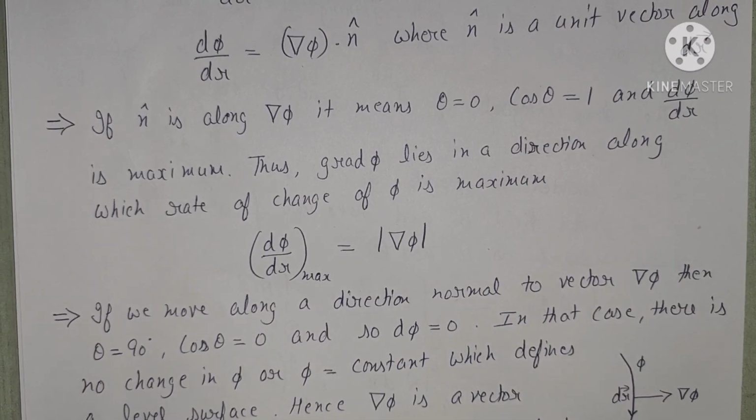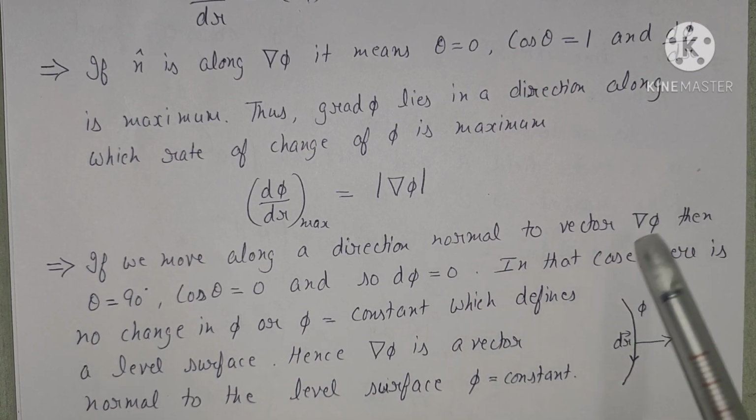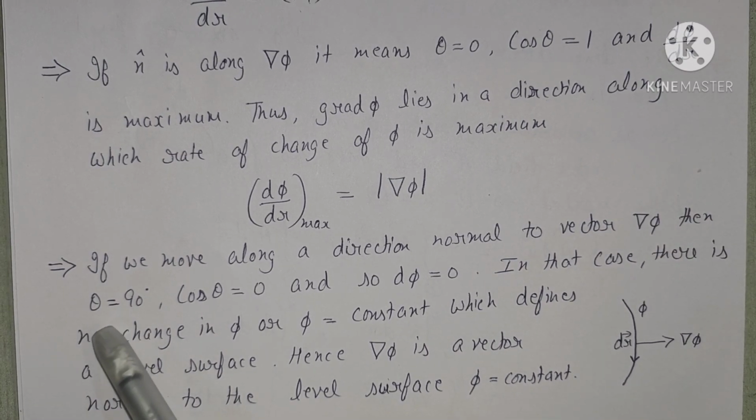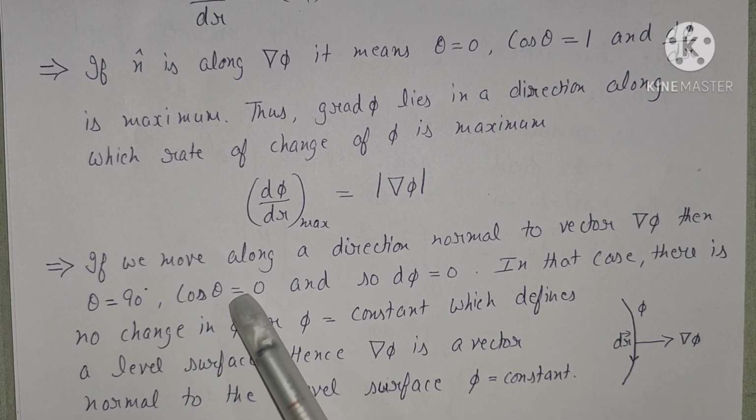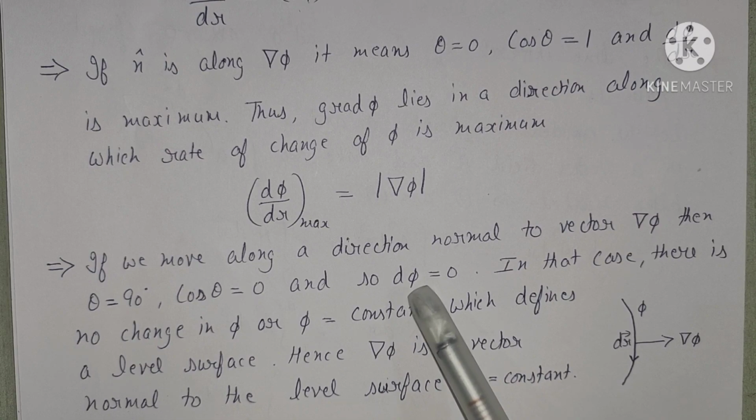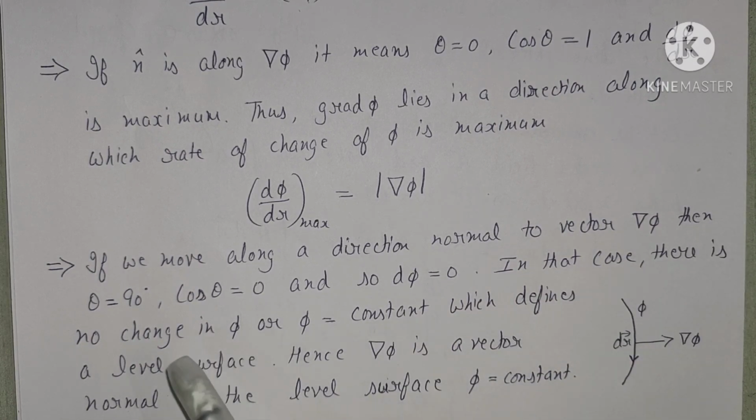If we move in a direction normal to a vector gradient of phi, then theta is equal to 90, cos theta is equal to 0, so d phi is equal to 0. In that case, there is no change in phi, or we can say that phi is equal to constant, which defines a level surface. Hence, gradient of phi is a vector normal to the level surface. In this case, phi is equal to constant.